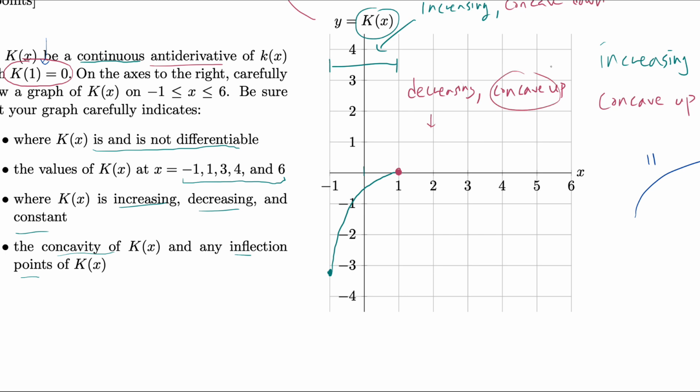And if you're decreasing and concave up, what do you look like? Well, concave up means you're making a smiley face, but you're decreasing. So you're going to look something like this. You're making a smiley face while going down. But now the question is, how much are you going down by?